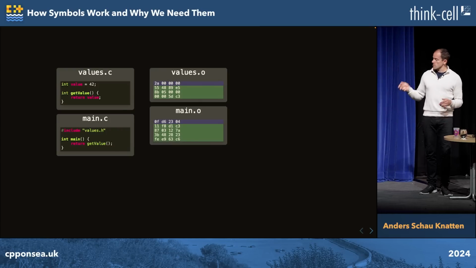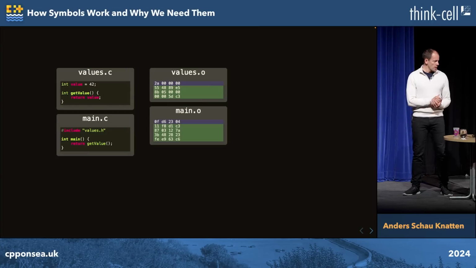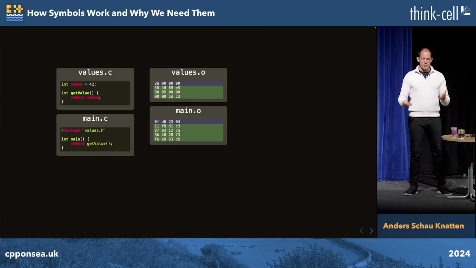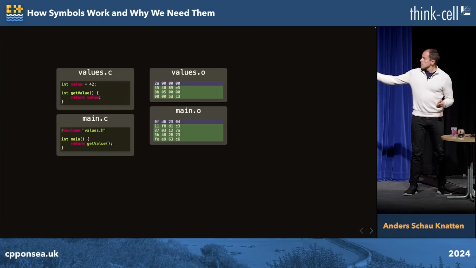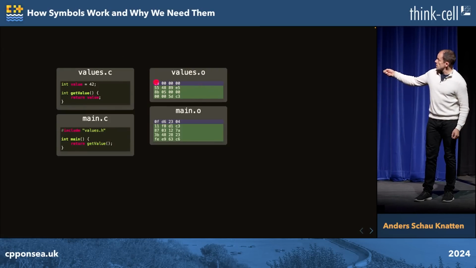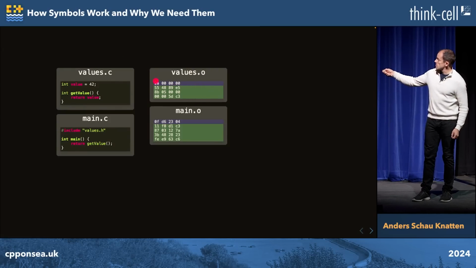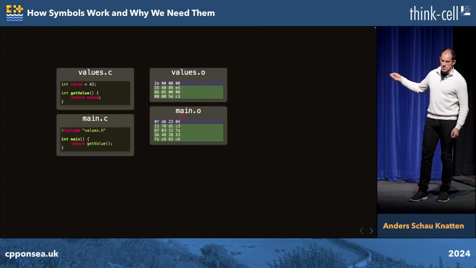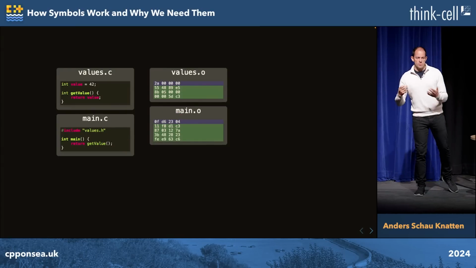I've tried to illustrate a couple of the things that go on in object files here. In purple, I'm trying to illustrate the data section. So that's where the data goes. If you have the value 42 here, and then 2a, that's hex for 42. So the data from values.c ends up in the data section here, and then the code, I just made up some bytes here in green. And the same for main.o, you have maybe some global variables and some functions, some data in purple and some code in green.